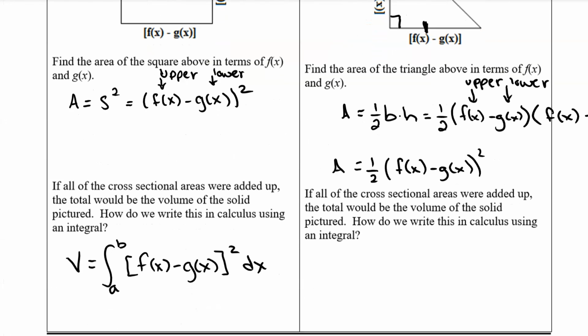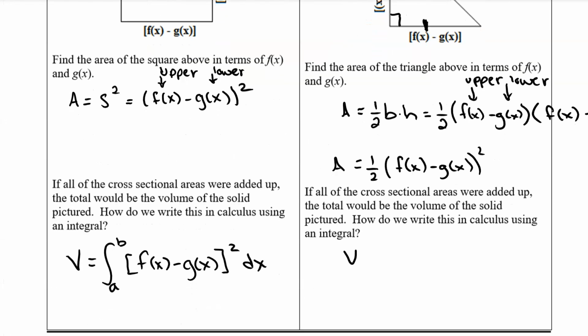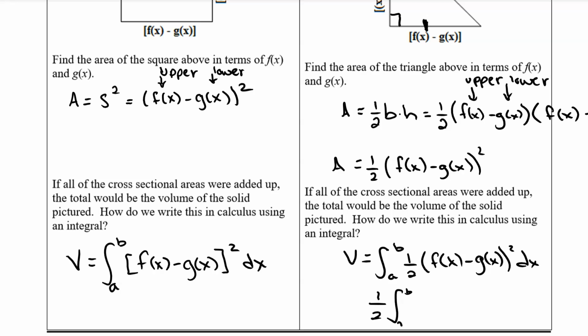So when we talk about the volume, we're going to be thinking, okay, we're looking from A to B of half of the distance between that upper curve and that lower curve squared with respect to x. Half is a constant, so we can take that out. Just like when we were doing revolutions, we pulled out the pi, right? It's a property of integrals we can use. And there we have it for isosceles right triangles.